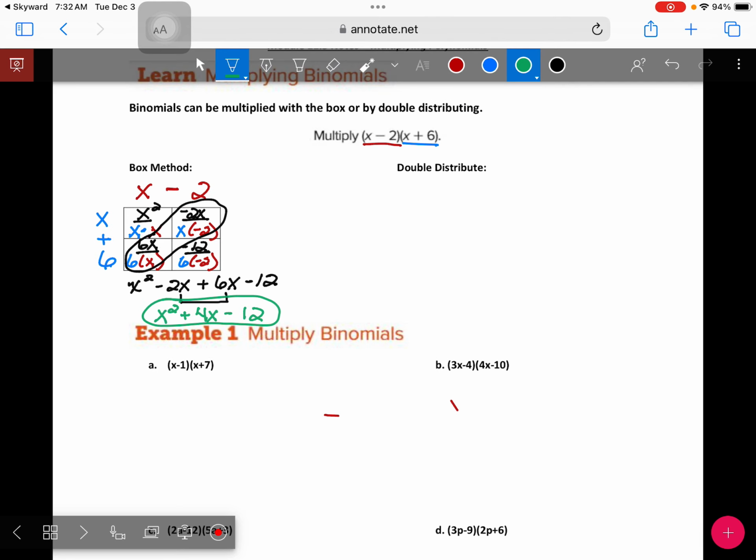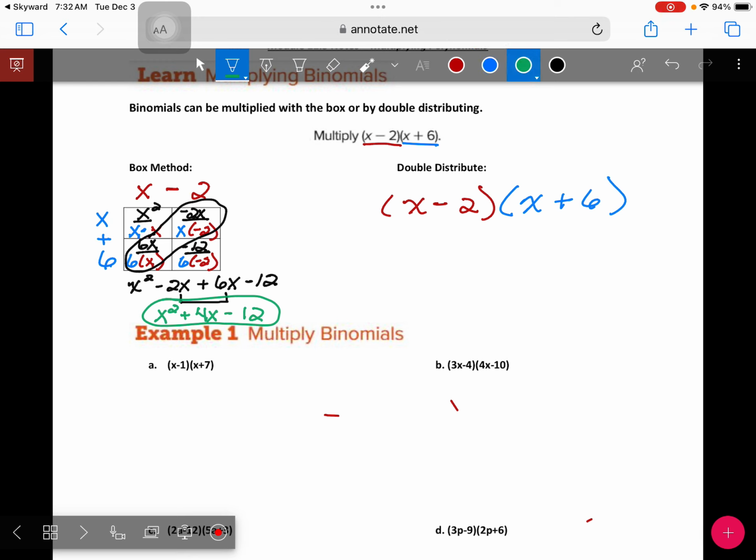That is called the box method because we put our factors, what we are multiplying, together on the outside of the boxes. That is the box method. Okay? I'm also going to show you the double distributive method. Okay? So I'm going to start that by saying x minus 2 times x plus 6.